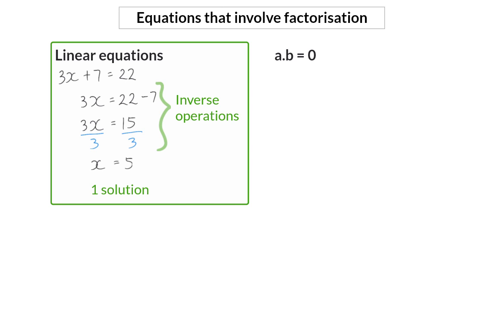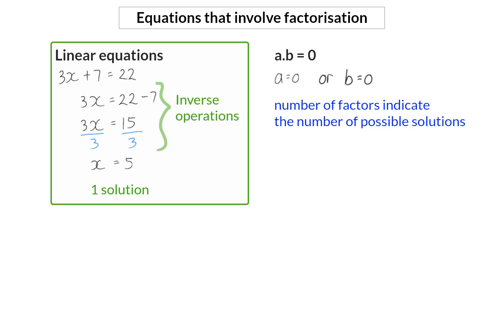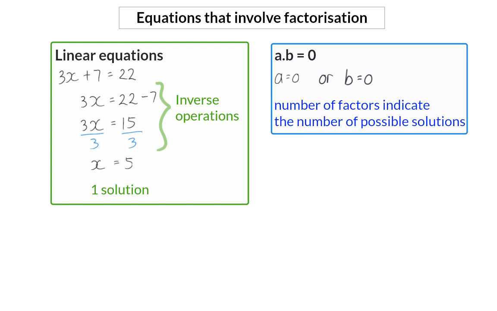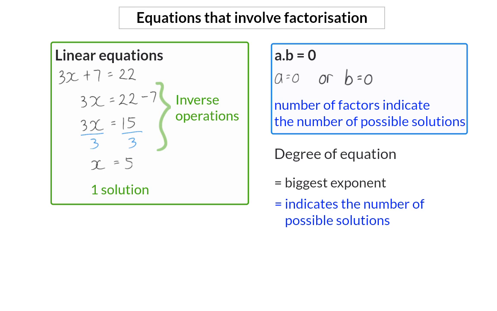For equations in the form a times b equals 0, we saw that either of the two factors can be equal to 0 for the equation to be true. And that means that the number of factors indicate the number of possible solutions. The degree of an equation, meaning the biggest exponent in the equation, also indicates the number of possible answers. So when you are given an equation with a degree of bigger than 1, it means it's not a linear equation. Then you will have to factorize that equation so that you can use those factors to determine the solutions. Let's go and have a look at some examples.